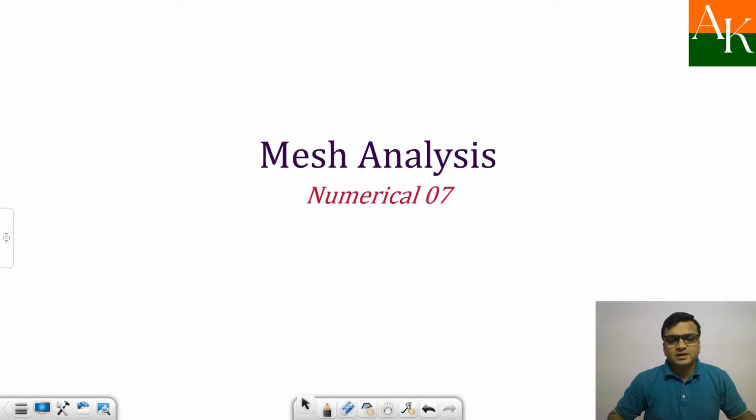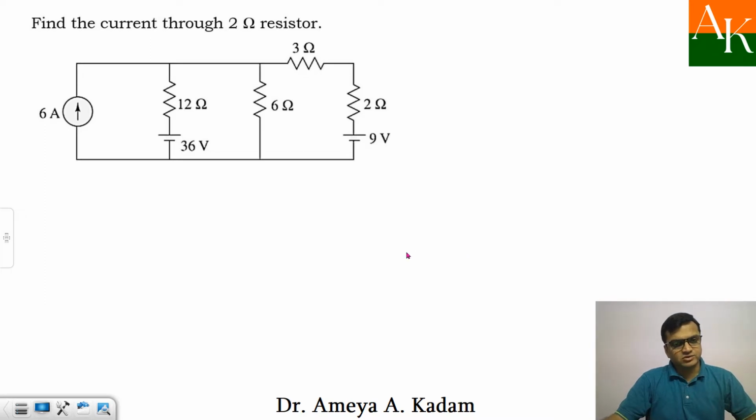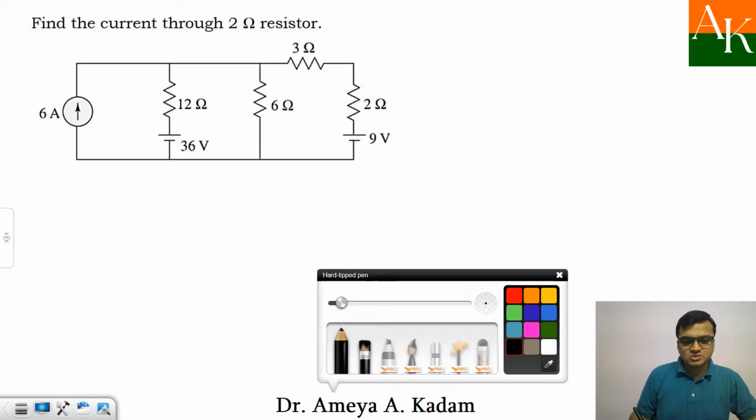Hello students, in this lecture we will see one more numerical on mesh analysis. And now in this numerical you can see a current source has been introduced. In the previous lectures we have seen mesh analysis numericals but using only voltage source and resistances. Okay, so we'll proceed for this numerical. The problem statement is find the current through 2 ohm resistor, and 2 ohm resistor is over here.